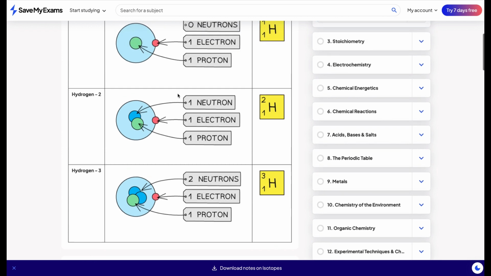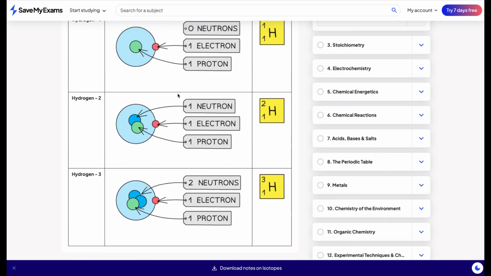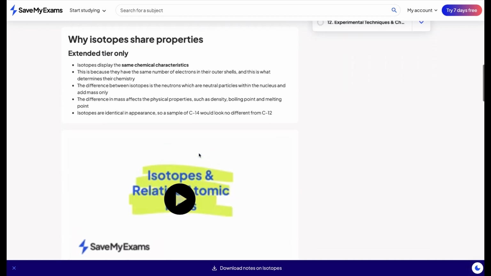This type of element, like hydrogen, like carbon, like uranium, can exist in different forms even though you are talking about the same element. They have the same number of protons, but different mass numbers. They are called isotopes.